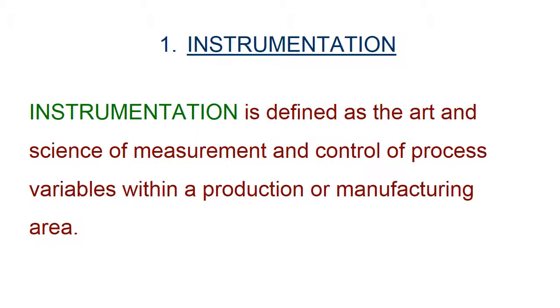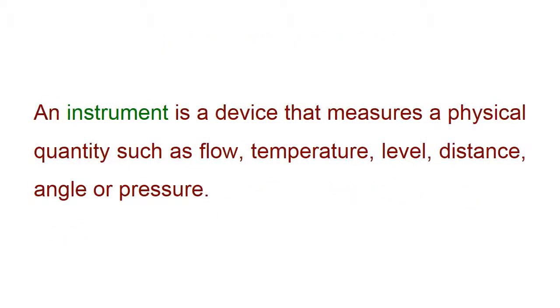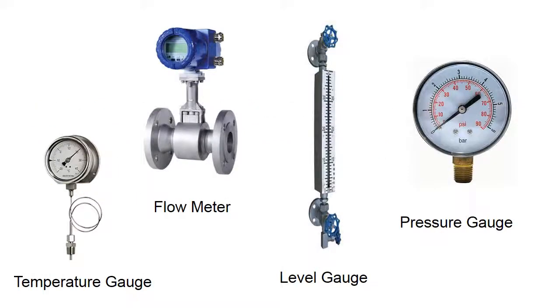Instrumentation is defined as the art and science of measurement and control of process variables within a production or manufacturing area. An instrument is a device that measures a physical quantity such as flow, temperature, level, distance, angle, or pressure. Some pictures of various instruments.